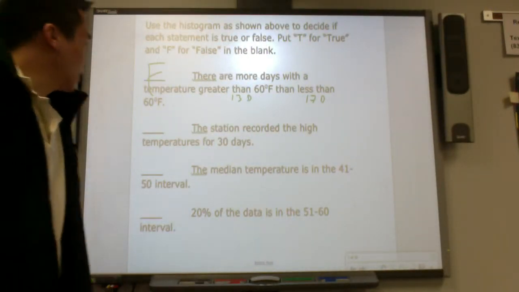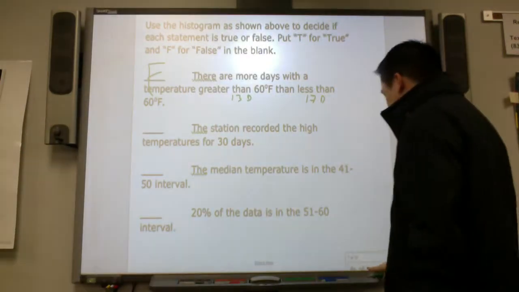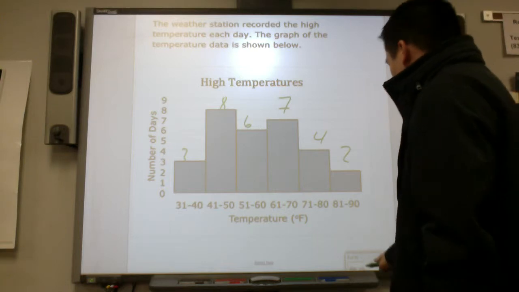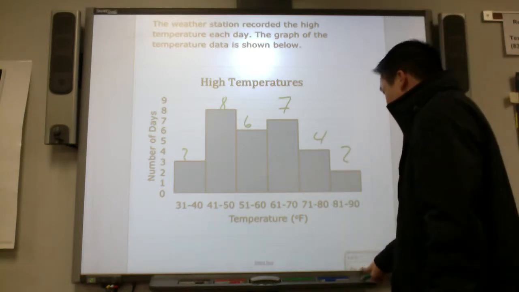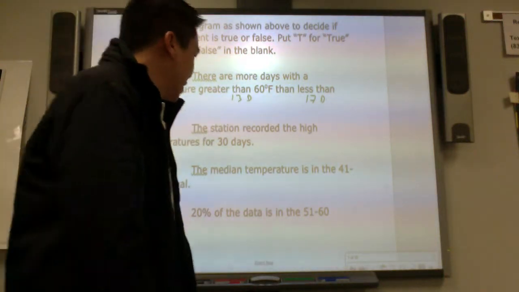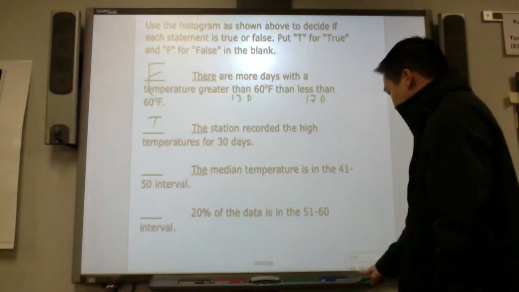The station recorded the high temperatures for 30 days. Are there 30 days? Let's go look at this. 13 plus 17, 30 days. That is true. The median temperature is in the 41 to 50 range.